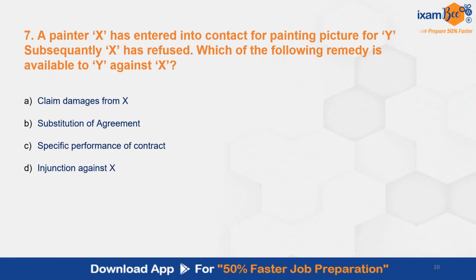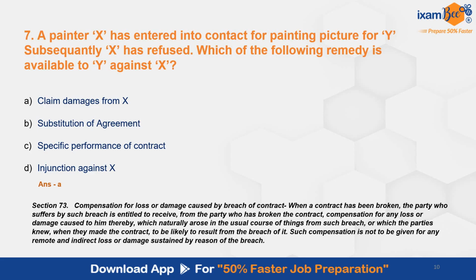Question number 7. A painter X has entered into contract for painting picture for Y. Subsequently, X has refused. Which of the following remedy is available to Y against X? The correct answer here is A. Claim damages from X. Section 73 of the Indian Contract Act deals with it. Compensation for loss or damage caused by breach of contract. When a contract has been broken, the party who suffers by such breach is entitled to receive from the party who has broken the contract compensation for any loss or damage caused to him thereby.